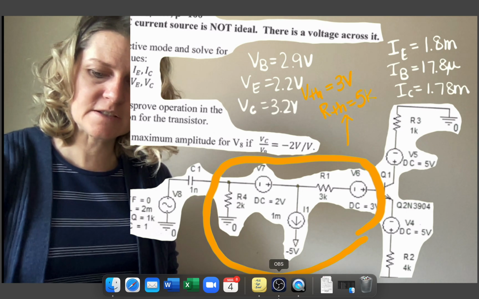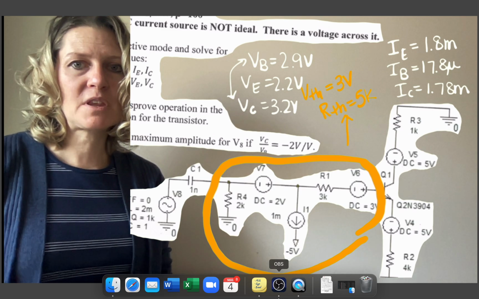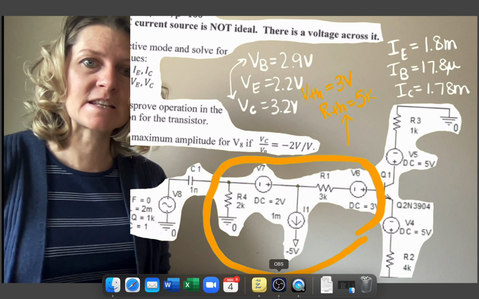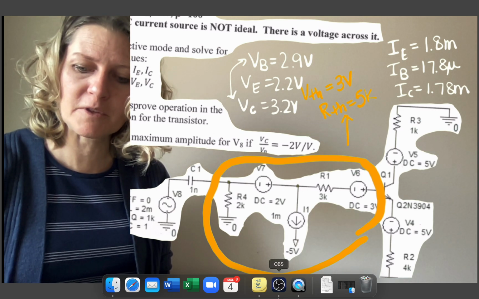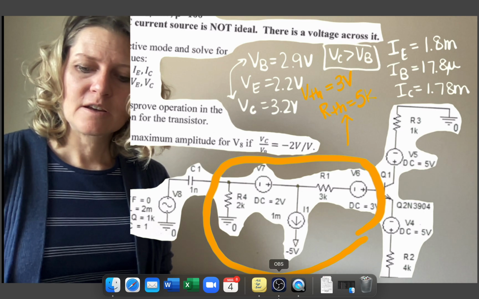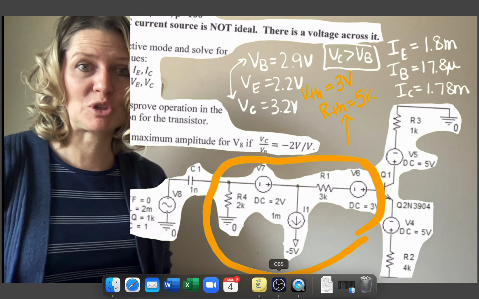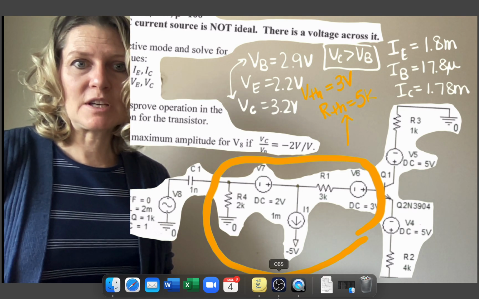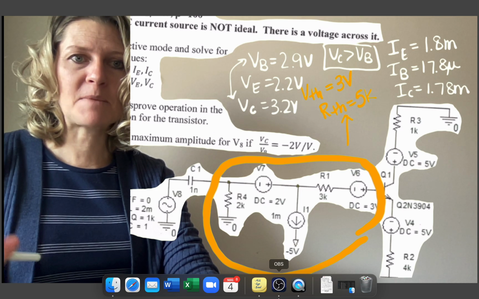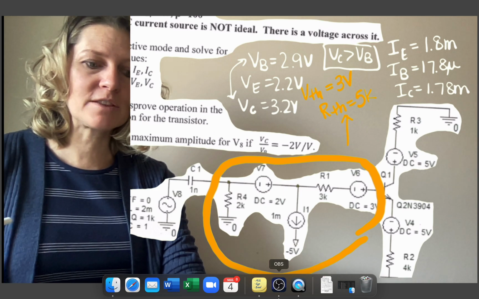So seeing that VC is 3.2, which is greater than VB at 2.9, verifies that this is in the active mode. So that would be the proof that VC is greater than VB. And 3.2 is greater than 2.9, yes. So true. So this would be the DC answers. Again, this is going to be an exercise, so you can pause this and go find those.